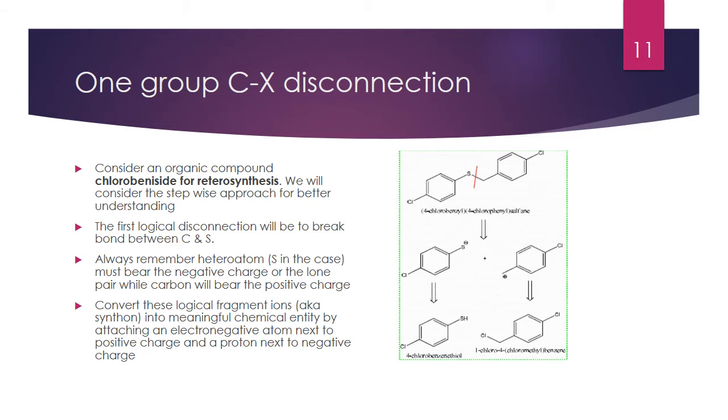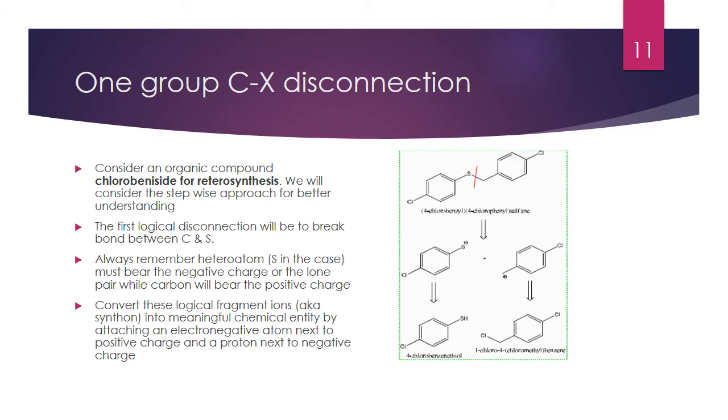Never try to break a bond between an aromatic ring and a sulfur or any heteroatom. Always go for the disconnection between sulfur and the aliphatic carbon. Don't go for the disconnection between sulfur and the benzene. Benzene with positive charge is never stable. So we have to generate a fragment that is stable. Benzene with a positive charge is not stable. That cannot be stabilized, right?